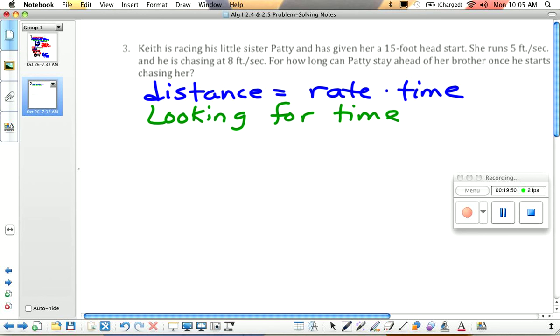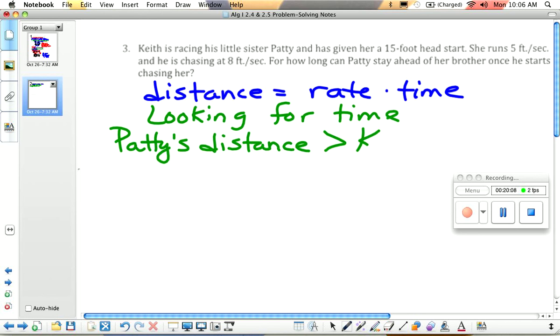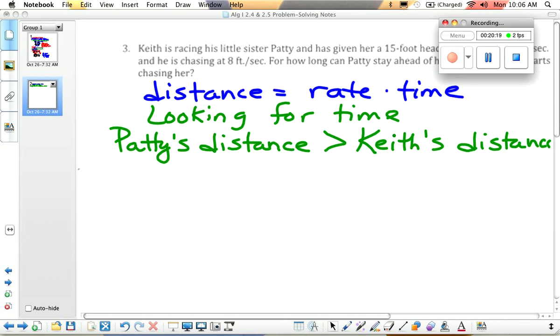So let's say that Patty's distance needs to be greater than, we want to know how long she's going to stay ahead of her brother, so she's going to have to cover more territory, right? When is Patty's distance greater than, is it Keith? Yeah, Keith's distance. Okay. Well, Patty's distance, remember we get distance by doing rate times time.